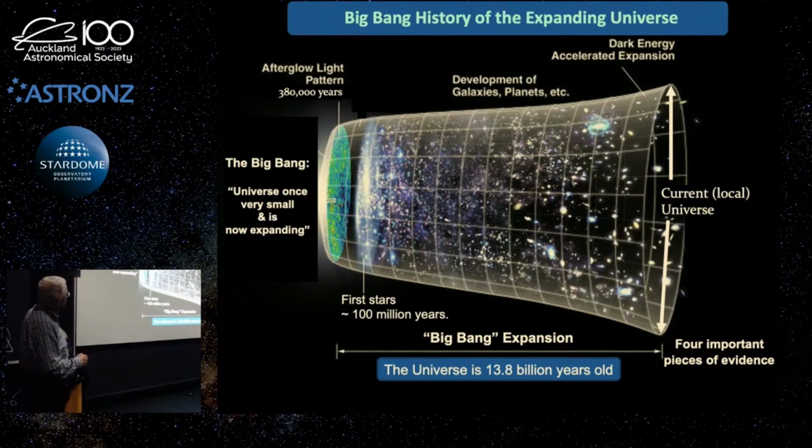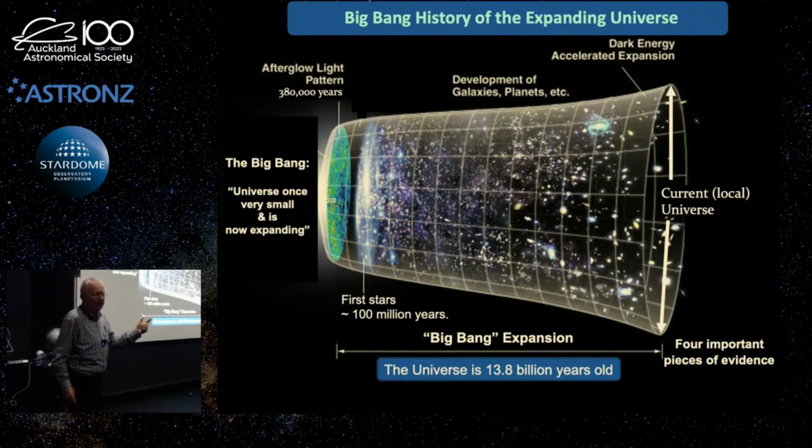So it went through a phase of very rapid growth in the first split second, called inflation, expanded rapidly, and then it's just been expanding slowly since then. There are what they call the four pillars of evidence for the Big Bang, that the universe is expanding. One is that Hubble discovered all the distant galaxies are travelling away from us, and the further they are, the faster they are. That's point number one.